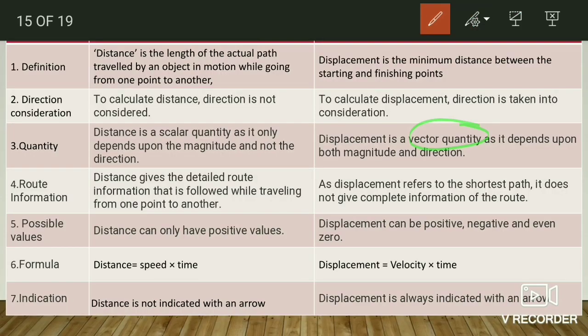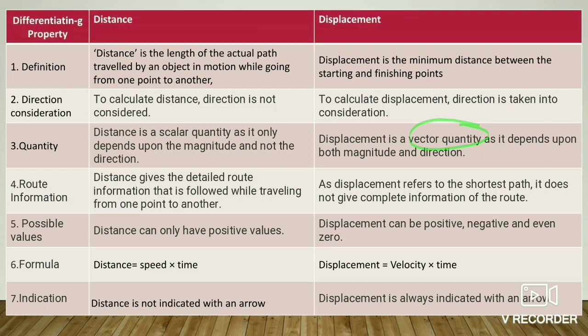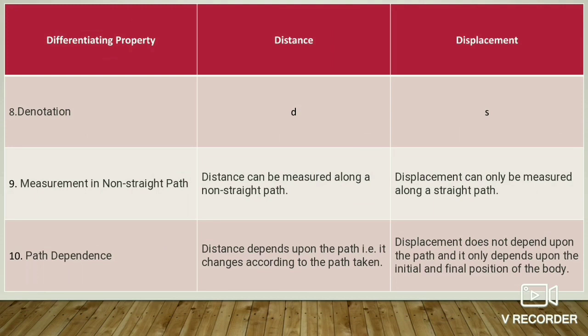Now fifth, possible values. Distance can only have positive values and displacement can be positive, negative, even zero. Sixth, formula. Distance is equal to speed into time. Displacement is equal to velocity into time. Seventh, indication. Distance is not indicated with an arrow, but displacement is always indicated with an arrow. Eighth, denotation. Distance is always denoted by small d and displacement is always denoted by small s.